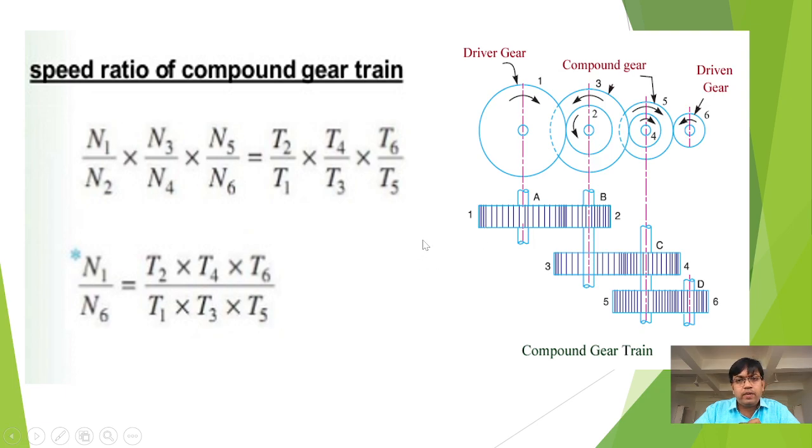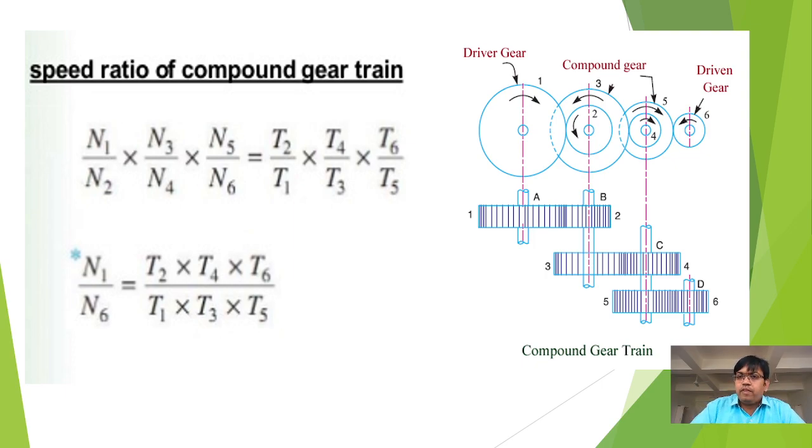Now, in this slide, you can see the same figure of the compound gear train, and we are going to calculate now the speed ratio of the compound gear train. When you calculate the speed ratio, let us define what a speed ratio is. Speed ratio is defined as the ratio of speed of driver to the driven gear.